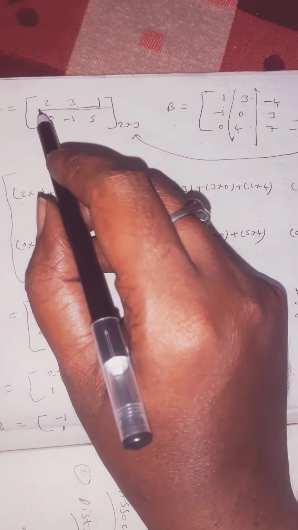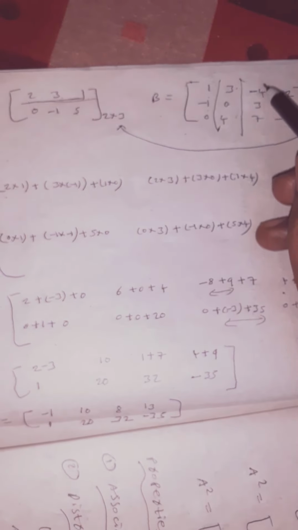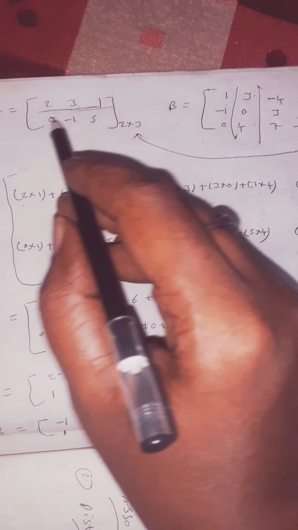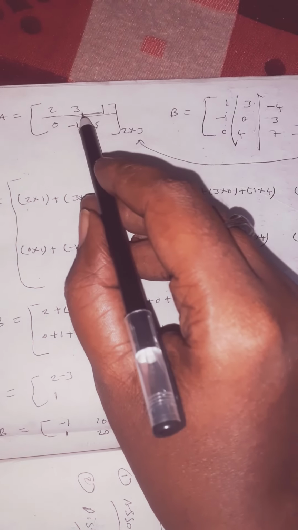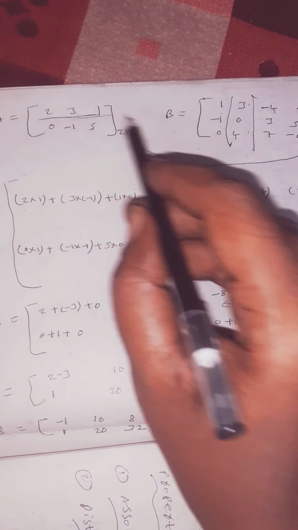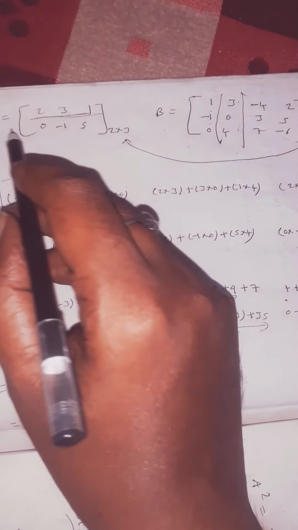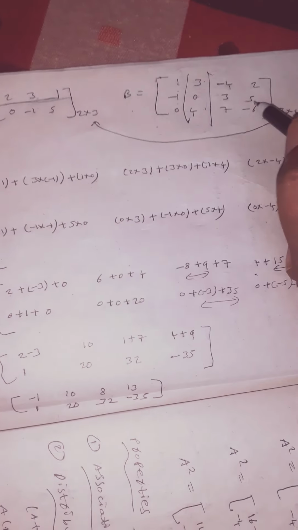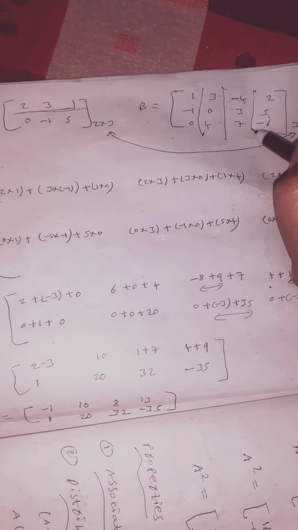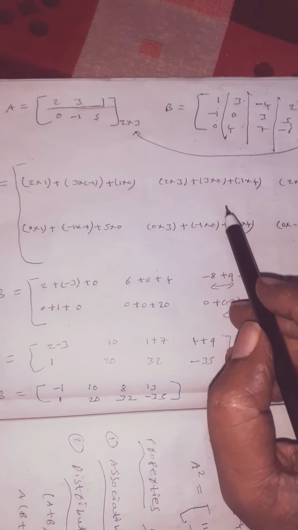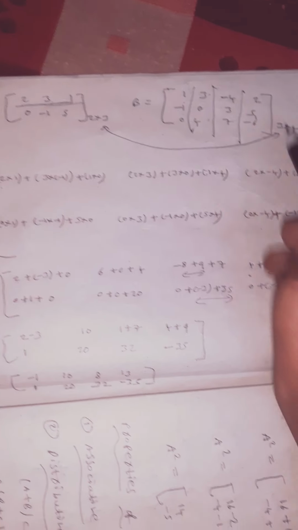Next, what should I do? First row with second column. So what is that? 2 into 3 plus 3 into 0 plus 1 into 4. Next, what should I do? First row with third column. I have to do the sum. So what is that? 2 into minus 4.